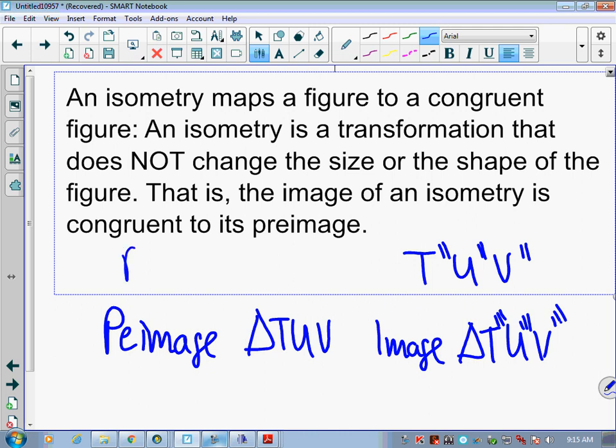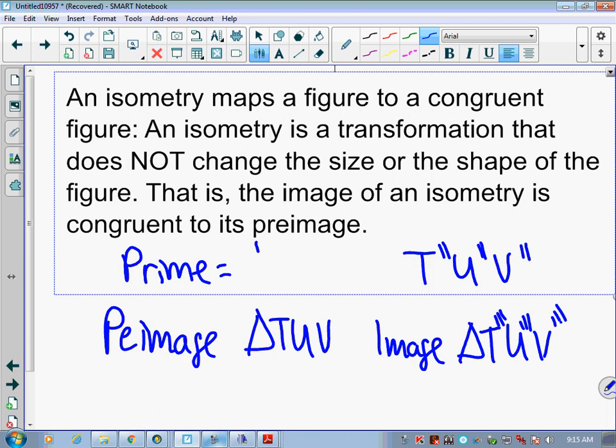Okay, that's my prime mark, and that's going to tell me how many transformations I've gone through. Because later on, in future lessons, we're going to talk about multiple transformations. And I actually do refer to that in the sentence below this.